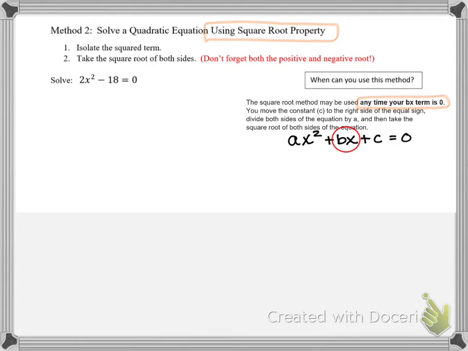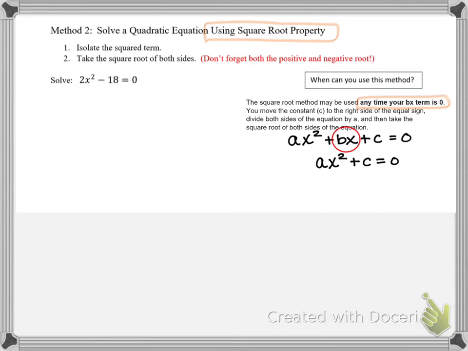So if you notice that you have your bx term equal to 0, then your equation will look like this: ax squared plus c equals 0. Notice the absence of the bx term in the middle of the trinomial. So now it's just ax squared plus a constant c equals 0. When that happens, you move the constant c to the right side. But before I continue with the definition, let me give you one other way to identify when it's appropriate to use the square root property.